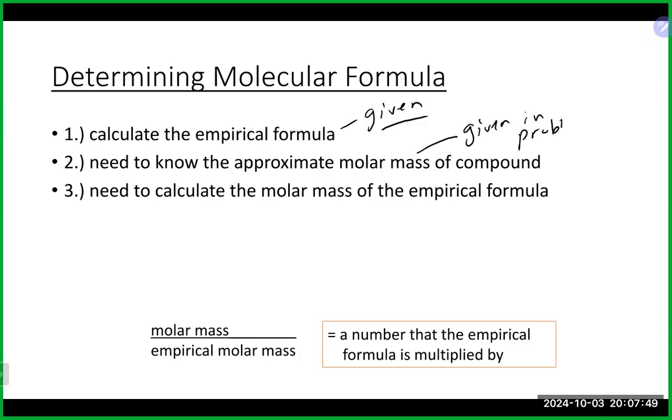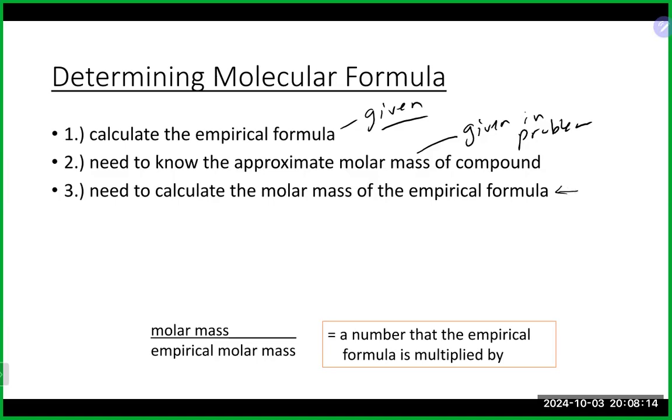Somewhere in the problem, they will say this compound has an apparent molar mass of this number. They may even give you a range of numbers, like it may be between 90 and 100 grams per mole, something like that. If they do give you a range of numbers, you could use anywhere in that range. You could use the low number, the high number, the middle number, whichever one you want to use. And lastly, you need the empirical formula's molar mass.